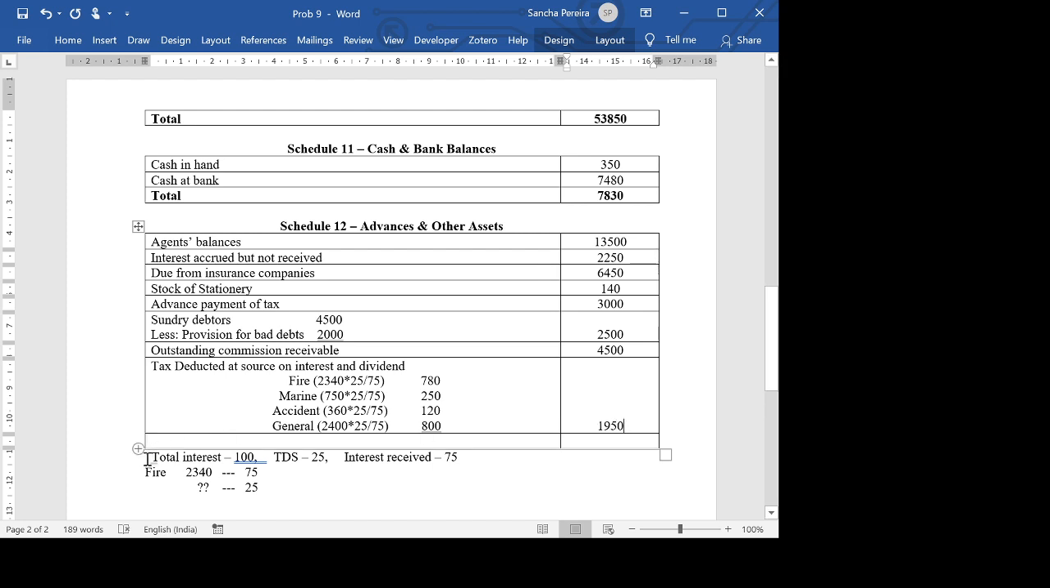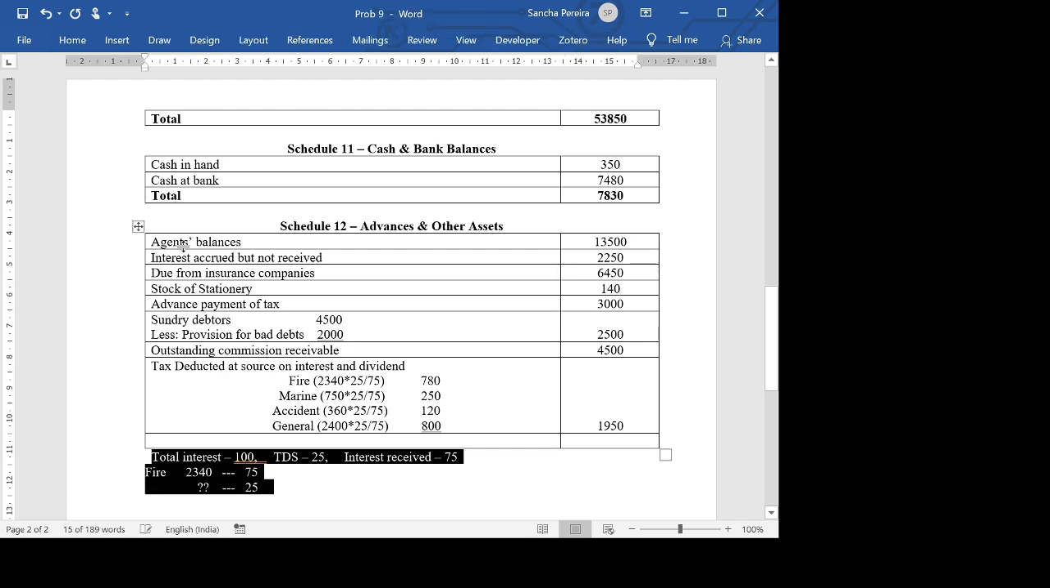This calculation is done just so that you can understand why I've taken 25. Because sometimes, since they've said 25%, you may just take 25 divided by 100. It would have been 25 divided by 100 if they had told me the gross amount. That time, 2340 is for 100, for 25 it is how much? And we would have got 2340 into 25 divided by 100.